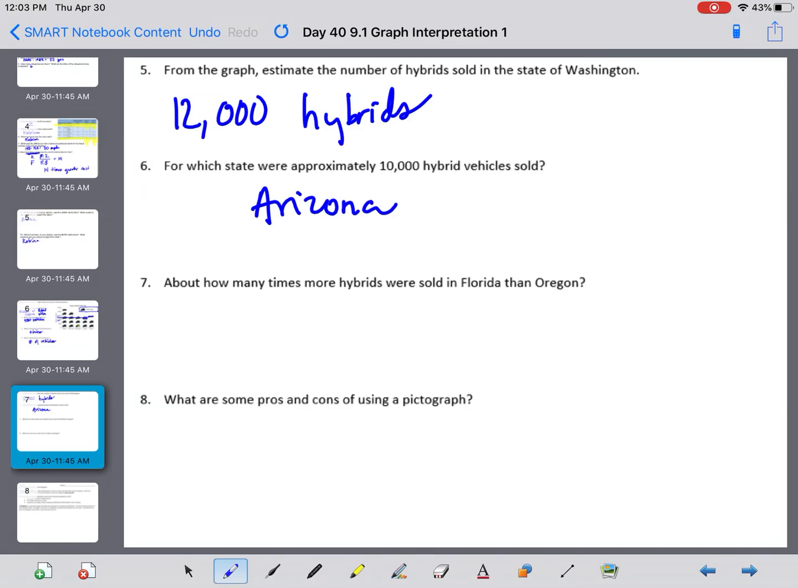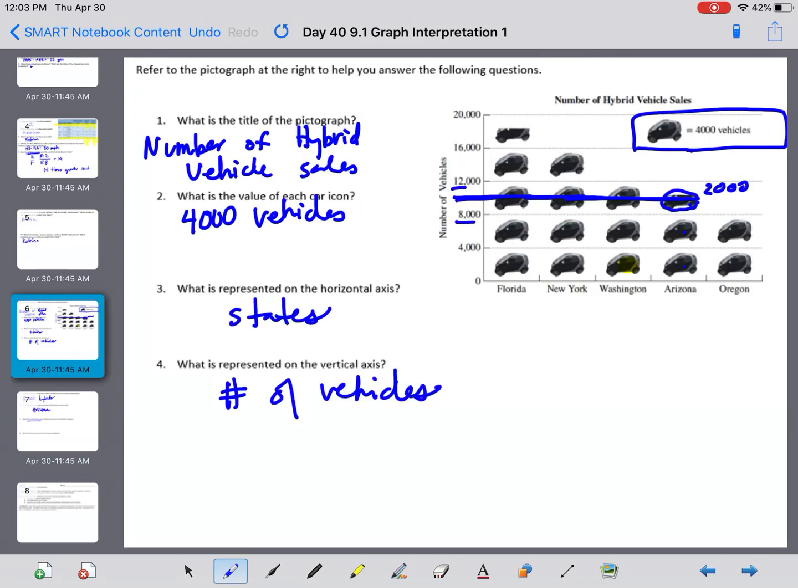Number 7, how many times more hybrids were sold in Florida than in Oregon? So how many times more, again, means we're looking for a multiplier. And if I am looking at Florida versus Oregon, it looks like Florida is up here at 18,000. And Oregon is here at, it looks like, 8,000.